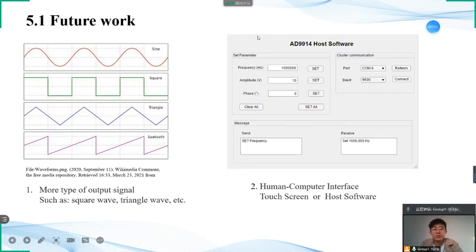Hi, I'm Ding Su. At present, we can only get sinusoidal signals, and other types of signals can be considered in future work, such as square wave, triangle wave, and so on. Besides, we also want to build a friendly human-computer interaction interface. For example, we can use a touch screen or use host computer software to set a signal's parameters. This avoids the need of loading the code every time when the parameter is updated, which is convenient and time-saving.